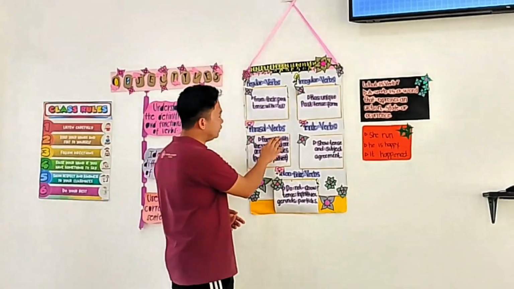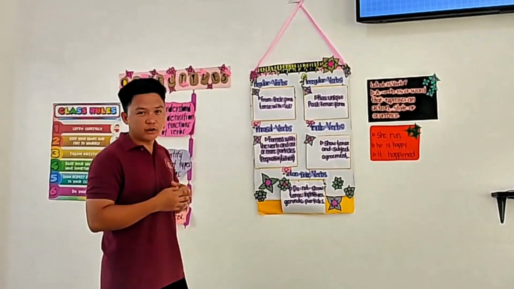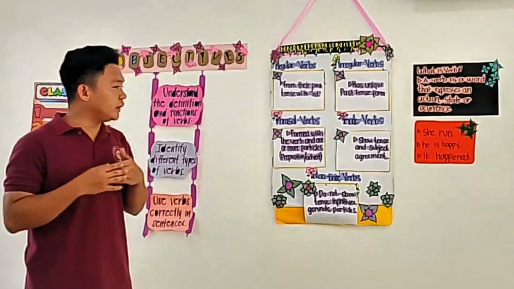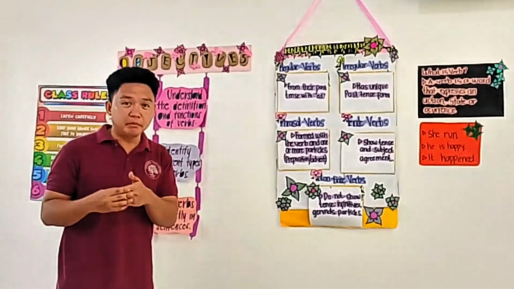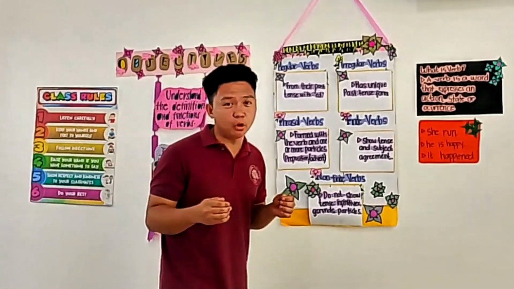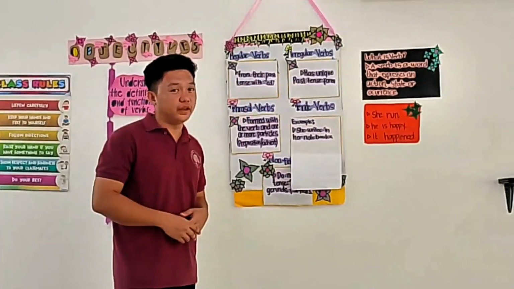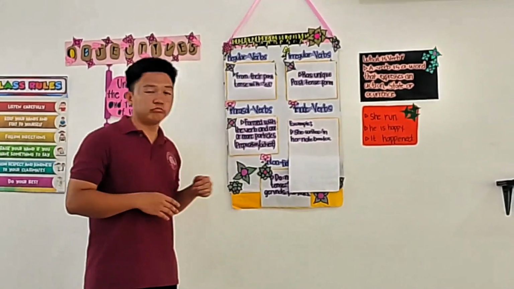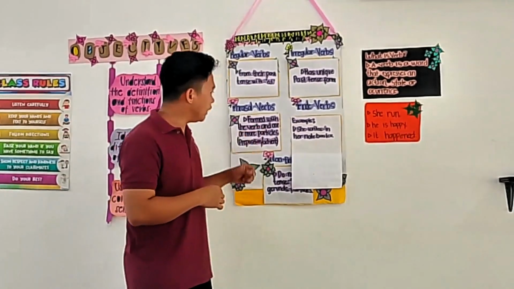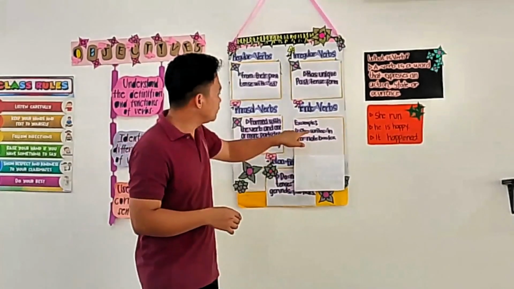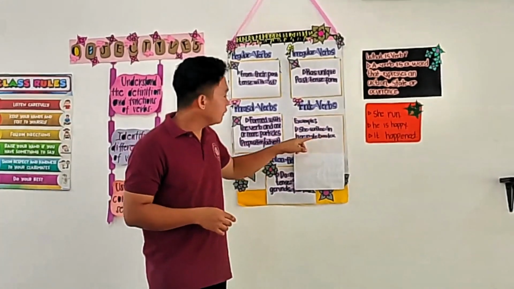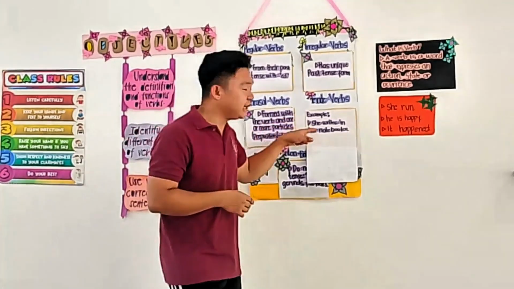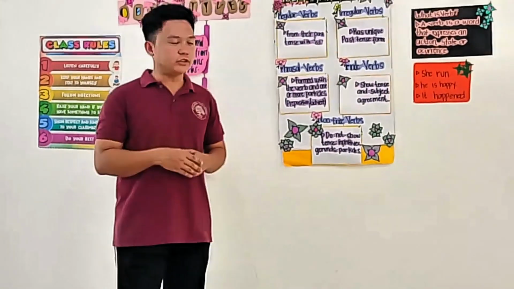So now let's proceed to the finite verb. The definition of this is that it shows tense and subject agreement. So here is the example of a finite verb. The example is "She writes in her notebook." So the finite verb is writes. They add an s, and the subject is she. Understand? Okay, thank you so much.